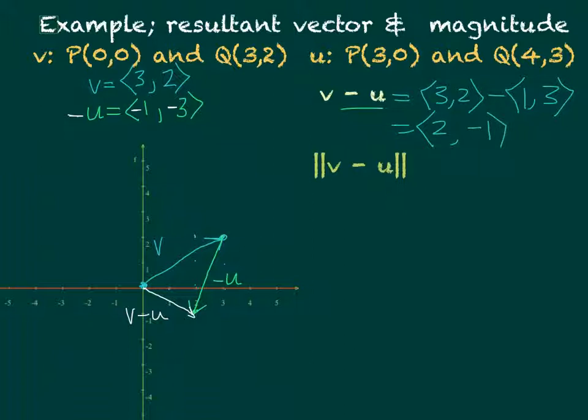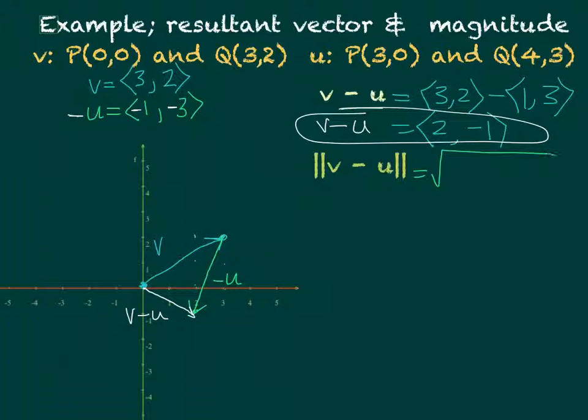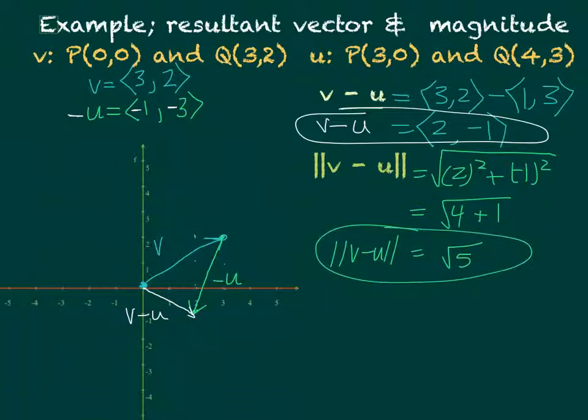And if we look at our picture, is that what happened? We went to the right 2 and we went down 1. So yeah, that is what happened. That is your v minus u. Now I want to find the magnitude. So that's going to be the square root of 2 squared plus negative 1 squared. 2 squared is 4. Negative 1 squared is 1. Square root of 4 plus 1 is the square root of 5. So that makes the magnitude of v minus u the square root of 5.